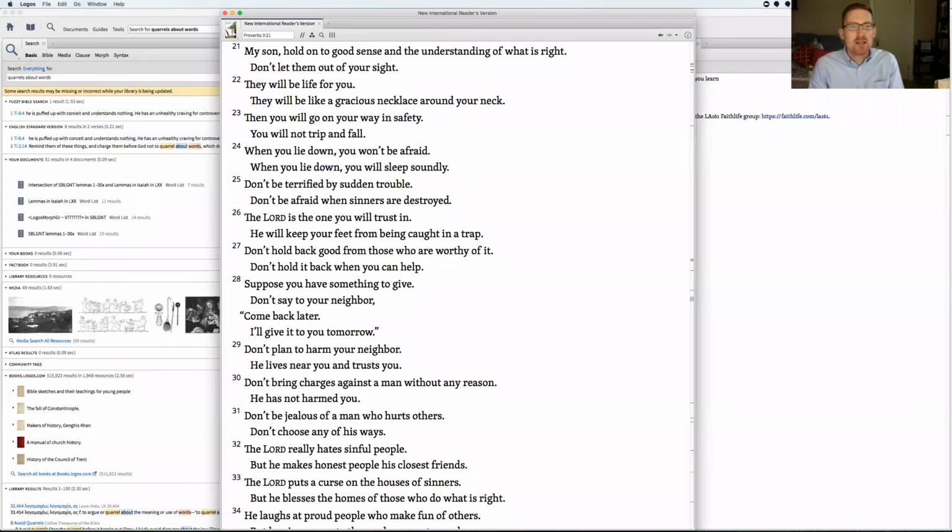Don't let them out of your sight. They will be life for you. They will be like a gracious necklace around your neck. Then you will go on your way in safety. You will trip and not fall. Look how many sentences that is. 1, 2, 3, 4, 5, 6 sentences for what in other translations is very possibly one sentence.